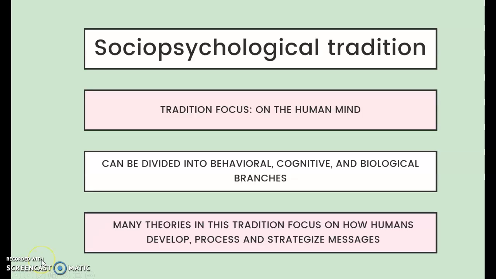Socio-psychological tradition is up next. The socio-psychological tradition focuses on the human mind. According to Littlejohn, this tradition can be divided into 3 parts. These are our behavioral, cognitive, and biological branches.